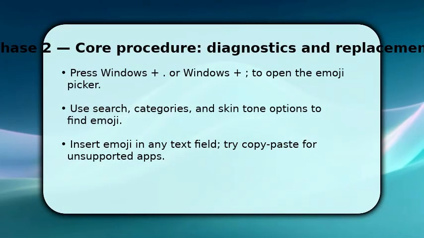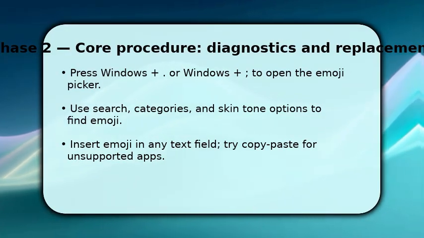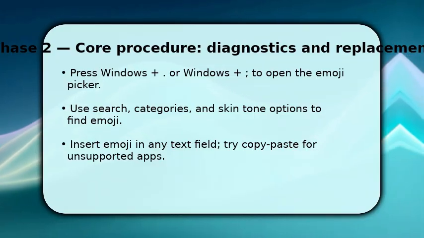Now you'll perform the core actions to insert emoji. Press Windows plus period or Windows plus semicolon to open the emoji picker. This shortcut is fast and consistent.